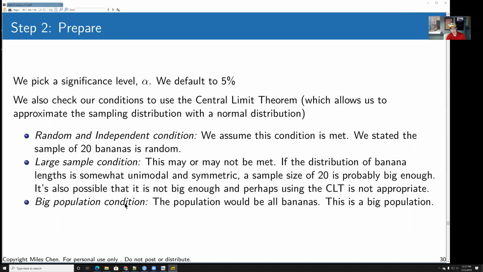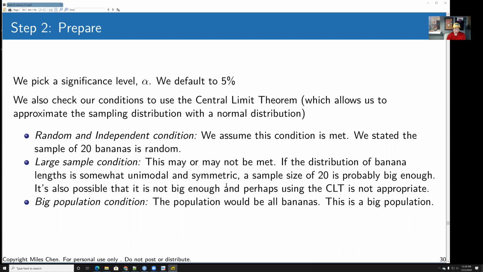So random and independent: we had a sample of 20 bananas that were random, so we're going to assume this condition's met. The large sample condition may or may not be met, okay? If it's unimodal and symmetric, a sample size of 20 is probably big enough. But if the population distribution is skewed or really not normal, then in general, the rule of thumb is sample sizes of 25 are big enough. We're a little bit shy of that. And so maybe using the central limit theorem and approximating with a normal distribution is not appropriate, right?